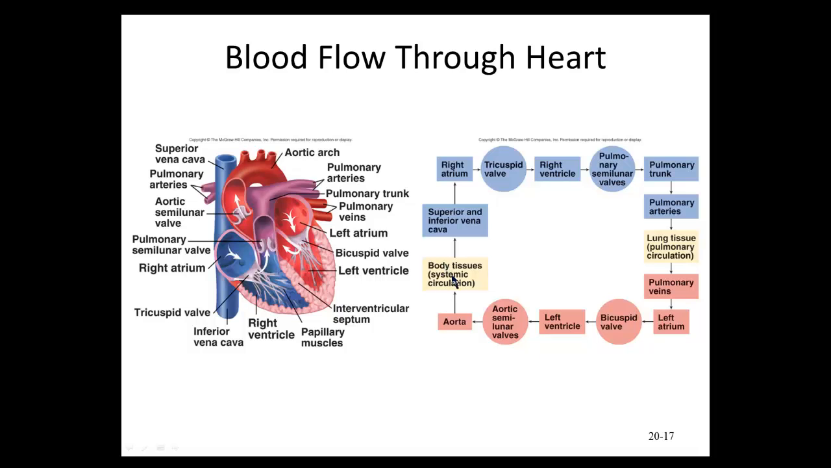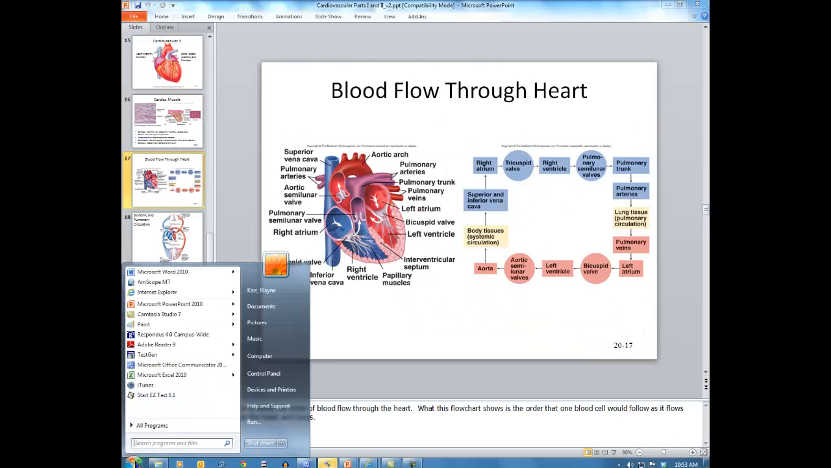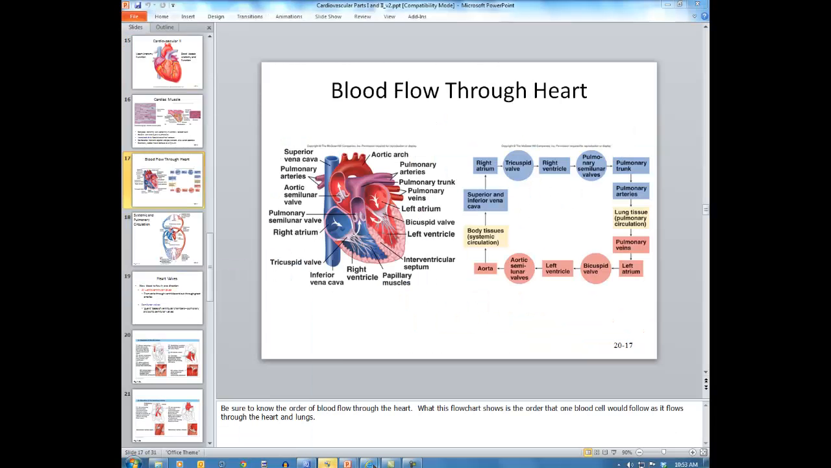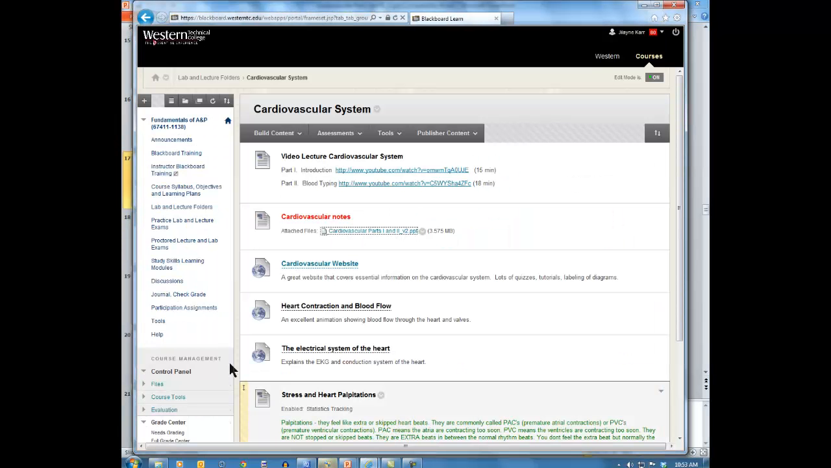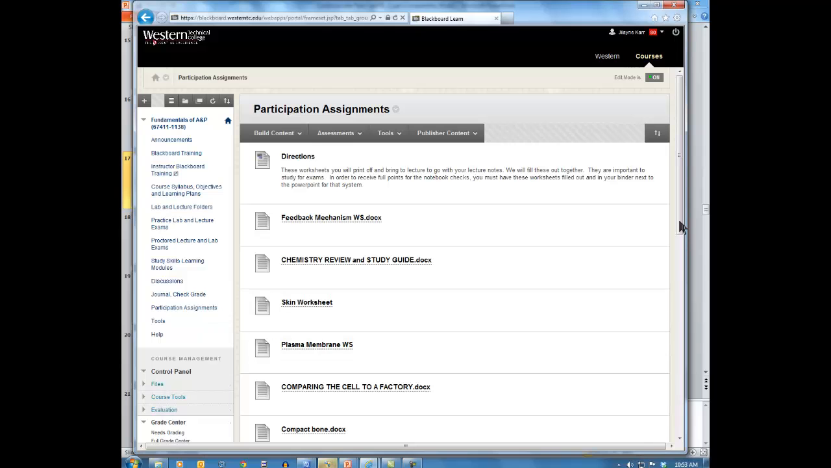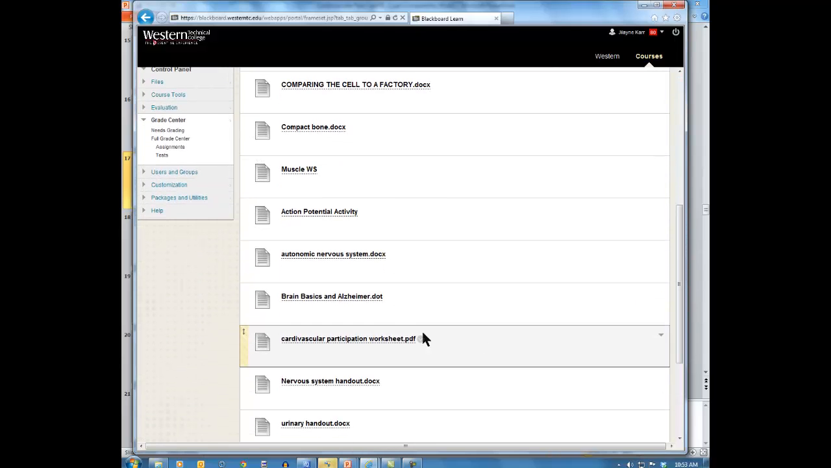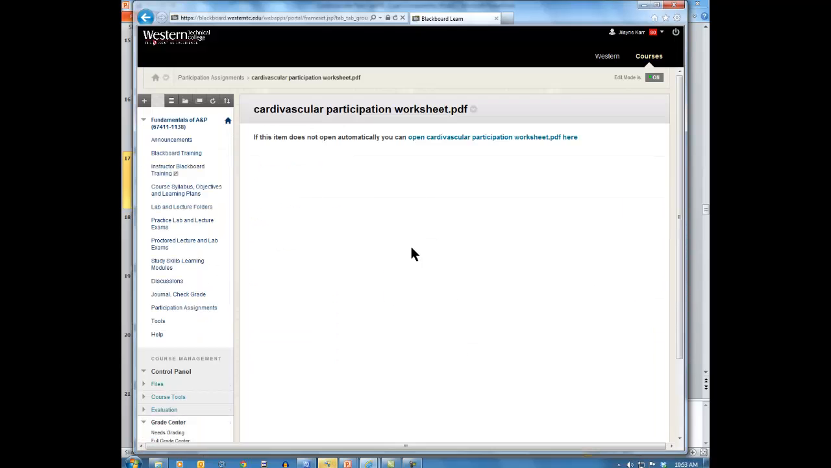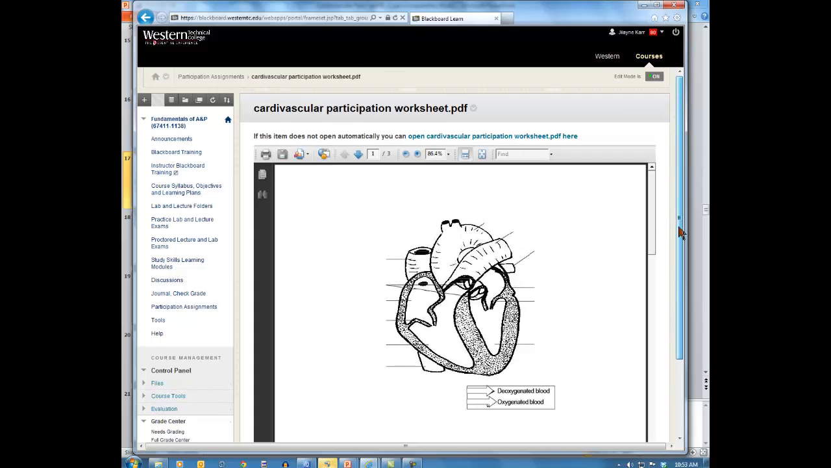So be sure you know the pathway of blood through the heart. There is a diagram I put out on Blackboard under participation assignments, cardiovascular system. I would recommend that you print this off right now. Pause your computer while you print this, and then you can trace the path of blood through the heart.